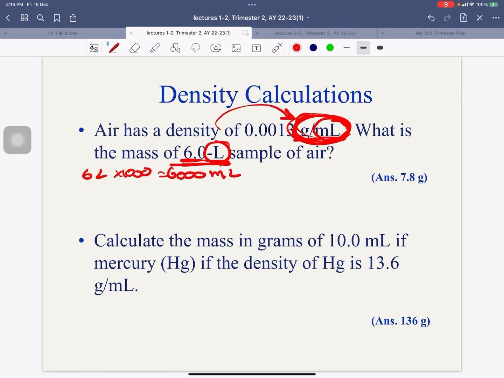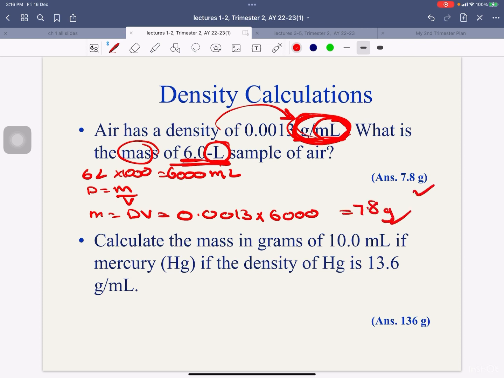دحين اقدر احل. So I know that density is equal to m over v، بس هو يبغى الماس which is going to be equal to m is equal to d multiplied by v, which is going to be equal to 0.013 multiply 6000, which is going to be 7.8 grams.